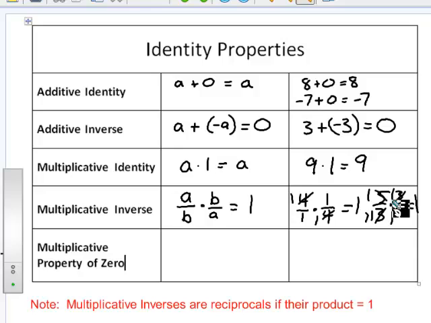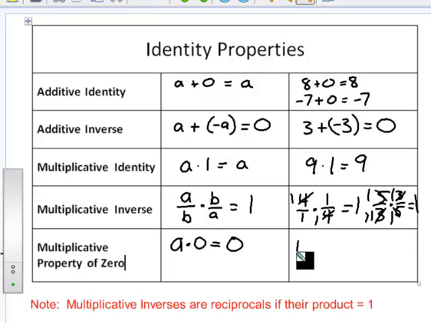And the last one, multiplicative property of 0. Well, multiplicative property of 0 says this. I take a number, any number, A, I multiply it by 0, I get 0. Okay. And we know that works.